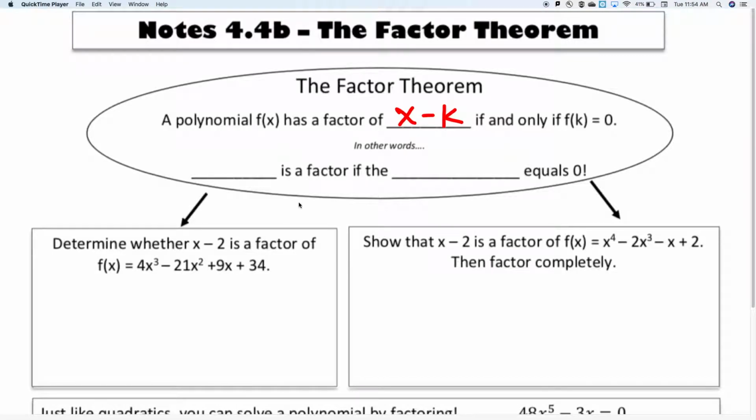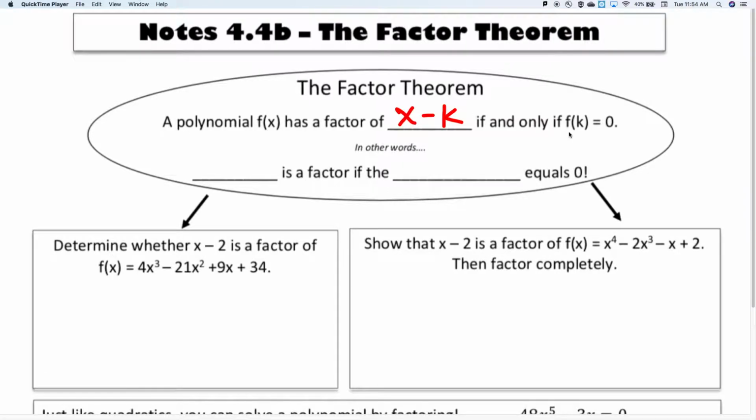f of x has a factor of x minus k if and only if, remember that in geometry was a biconditional, meaning this definition works both ways, if and only if f of k equals 0. So let's just take a quick minute. What did f of k mean earlier in this chapter?